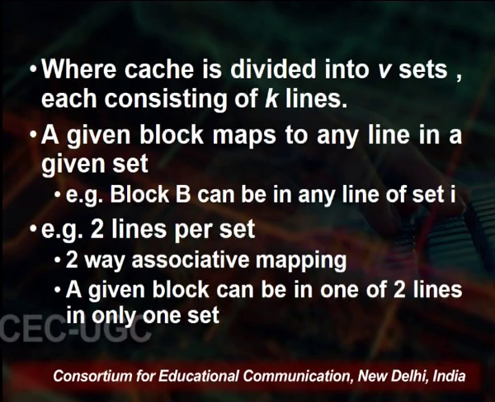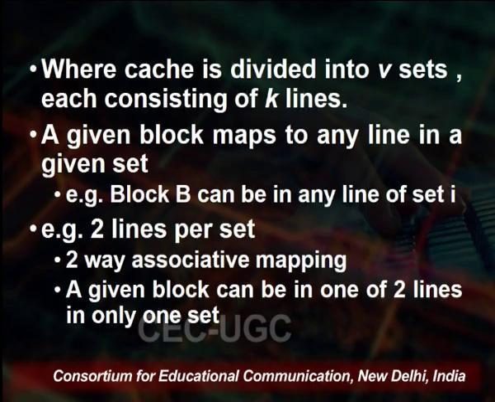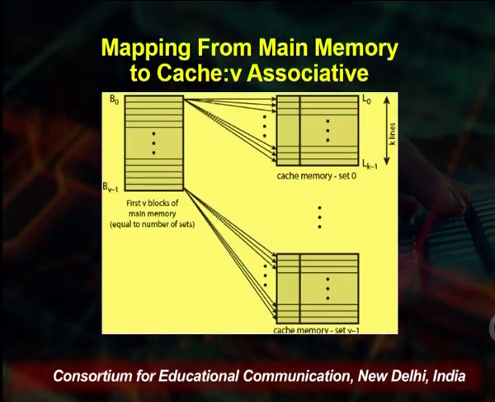Here the cache is divided into v sets and each set consists of k lines. It will be more explicit when I show you the diagram. A given block can go to any line in the given set. So block b can be in any line of set i. Let's assume we have 2 lines per set. It's going to be a two-way associative mapping. A given block can be in one of the 2 lines in only one set. This is how it looks for easy understanding.